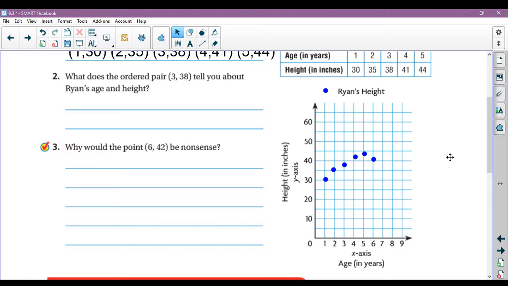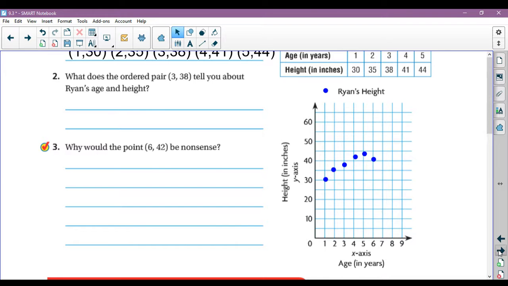Well, if you think about that, as you get older, you grow. Unless you're 80 or 90 years old, you're starting to shrink a little bit. But when you're young, you're growing each year. So you can look at that and you would know that it'd be nonsense, because at age 6, he wasn't going to go from 44 and shrink down to 42 inches. That wouldn't make sense. That's why it's nonsense. All right.